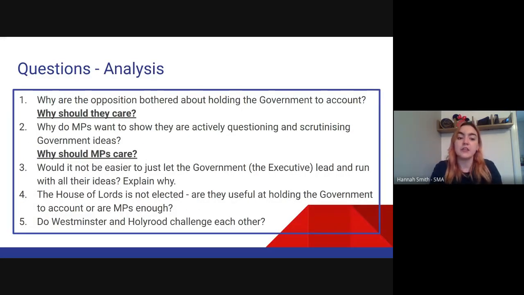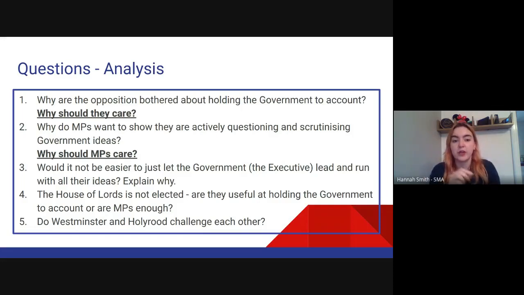So these are the 5 questions for this lesson I would like you to have a think about. Why are the opposition bothered? Basically, why should the party that is not in control care? Why should they be challenging the government? Why is it important? These are where your analysis marks come in an exam. Not just going, oh, the opposition, the Labour Party, hold the government to account by Prime Minister's questions. Why? Do they want to trip him up? Do they want to embarrass him? Do they want to point out flaws?